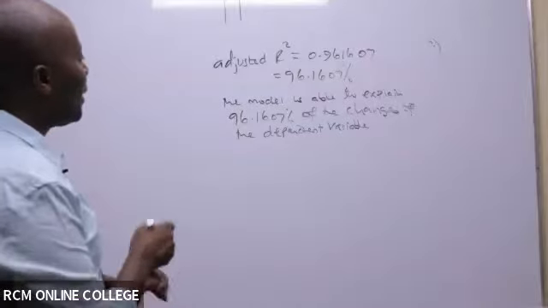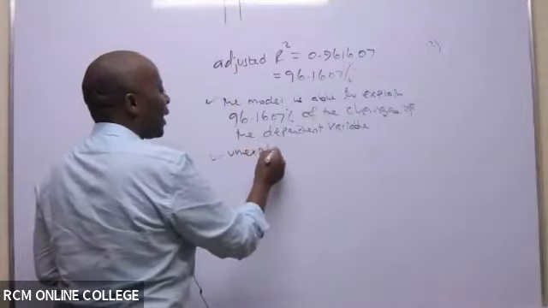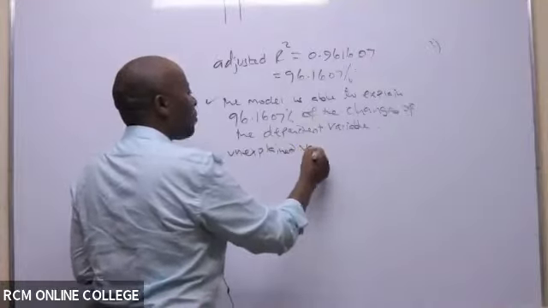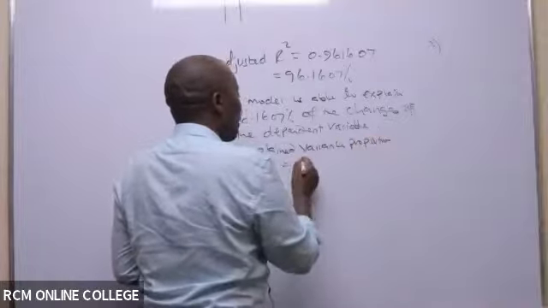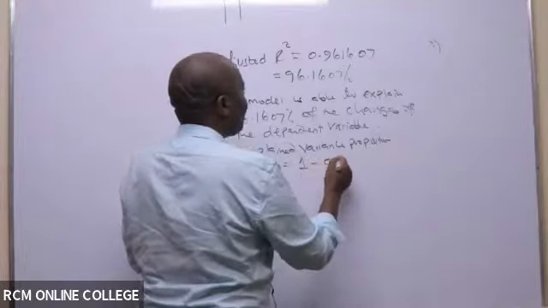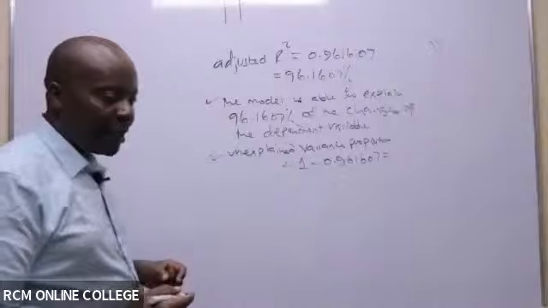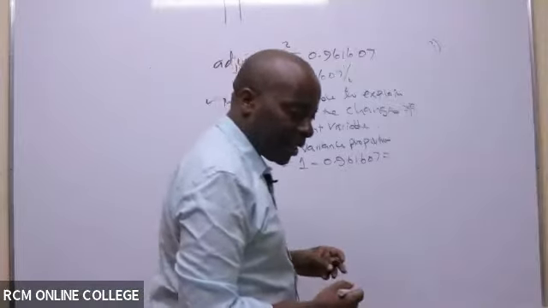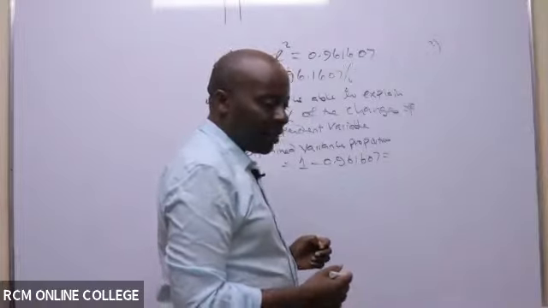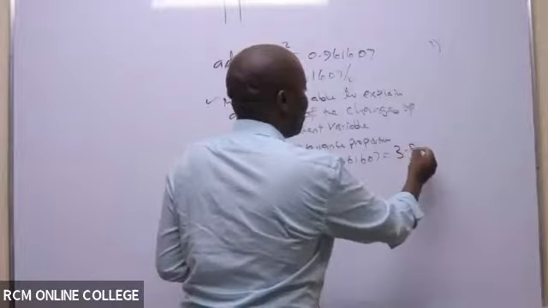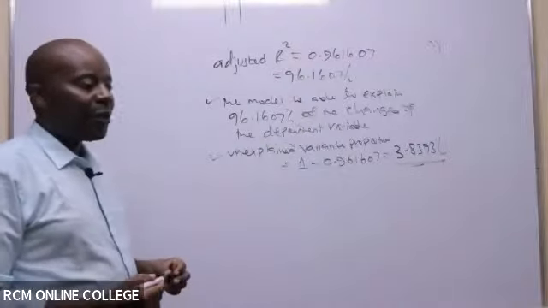What I would want to hear in this case, without fail, is the concept of the unexplained variance proportion. This one will be 1 minus this 96.1607. Are you able to give me this figure? Vero is giving me 3 point something, 3.8393%. So this is the unexplained.